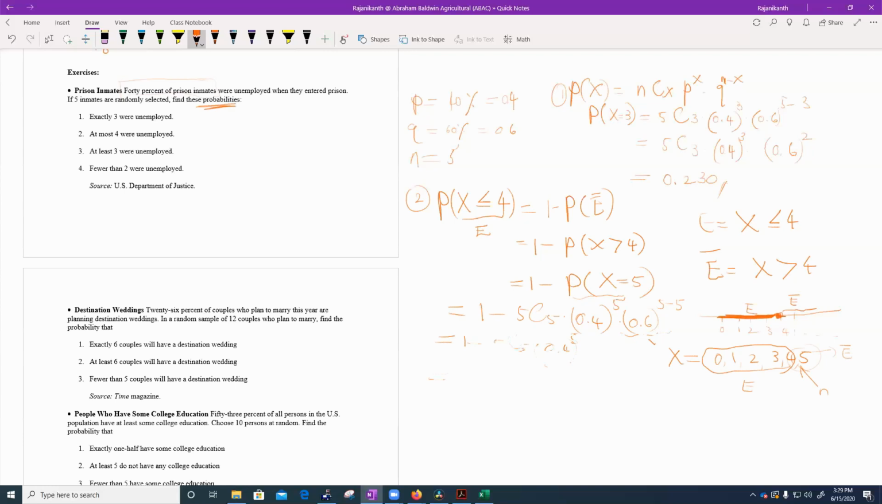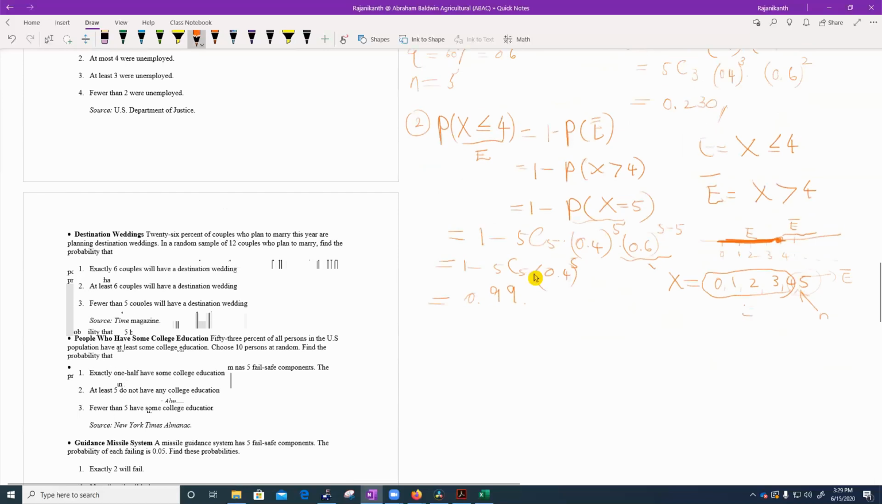So if you simplify, this is nothing but 0.99. Therefore, the probability of at most 4 is 0.99. So I'm changing this into the complement event.